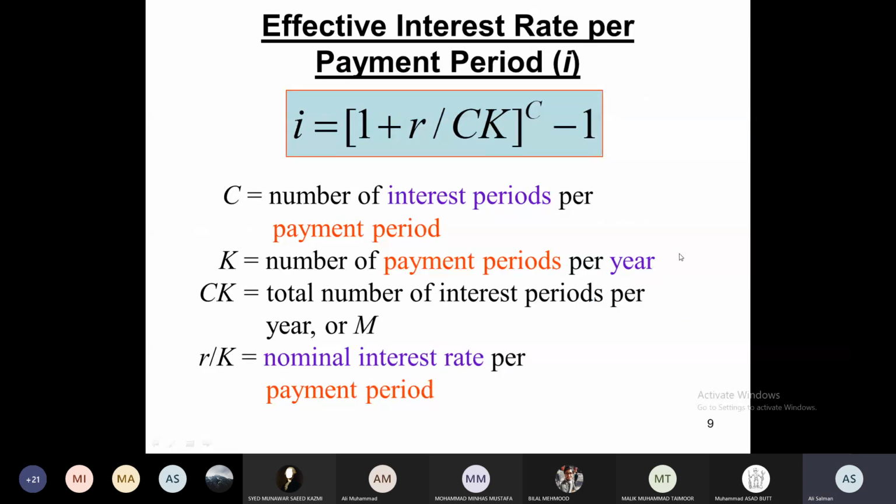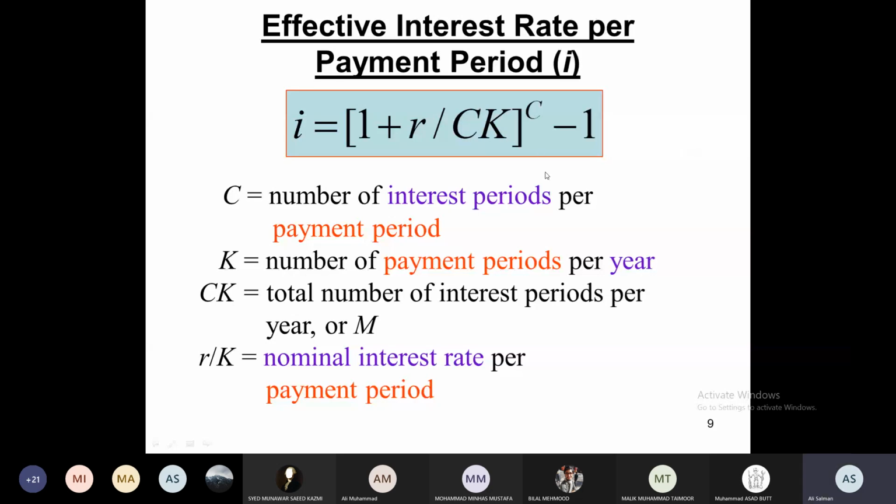Now, effective interest rate per payment period. We were doing the effective annual interest rate, where we looked at it on a yearly basis. But if our payments are other than yearly, that is, the payment period is different, then we use this formula: i equals (1 plus r over CK) raised to the power C, minus 1.